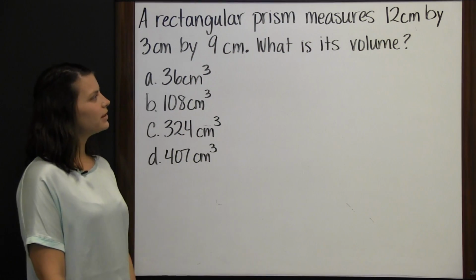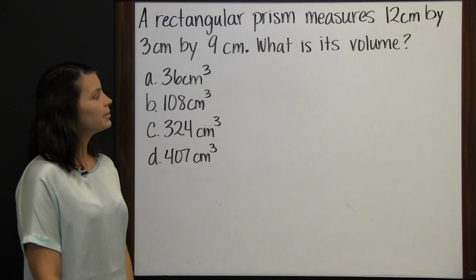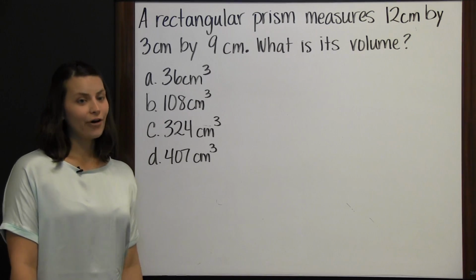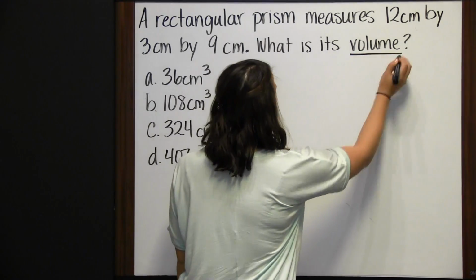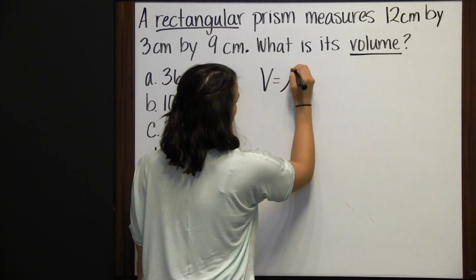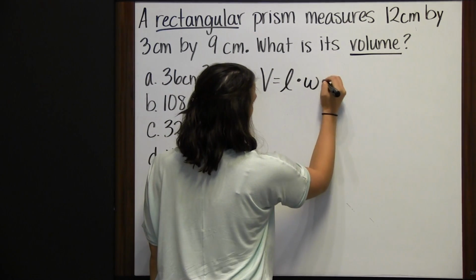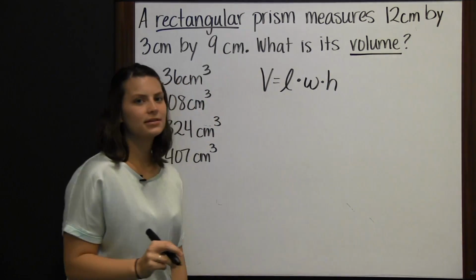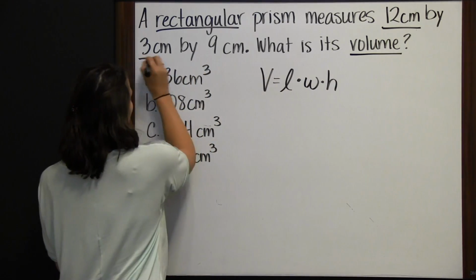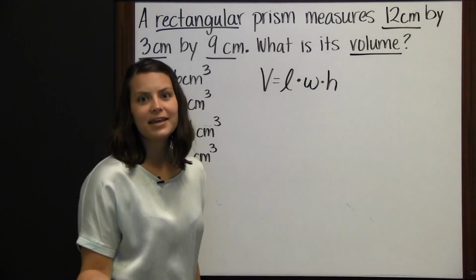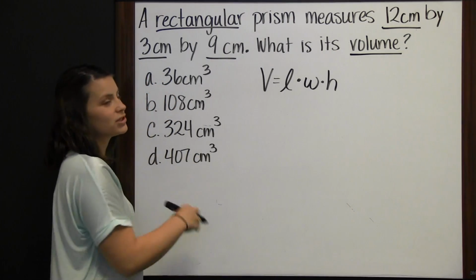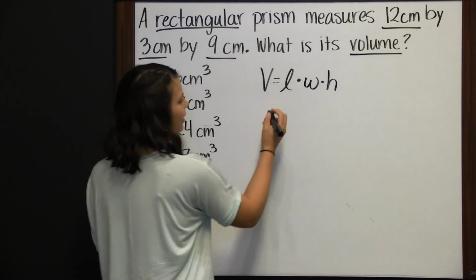A rectangular prism measures 12 centimeters by 3 centimeters by 9 centimeters. What is its volume? The formula for volume for a rectangular prism is volume equals length times width times height. And we were given those dimensions: length, width, and height. And really it doesn't matter which one is the length, which one's the width, and which one's the height, since we're just going to multiply those 3 numbers together anyway.